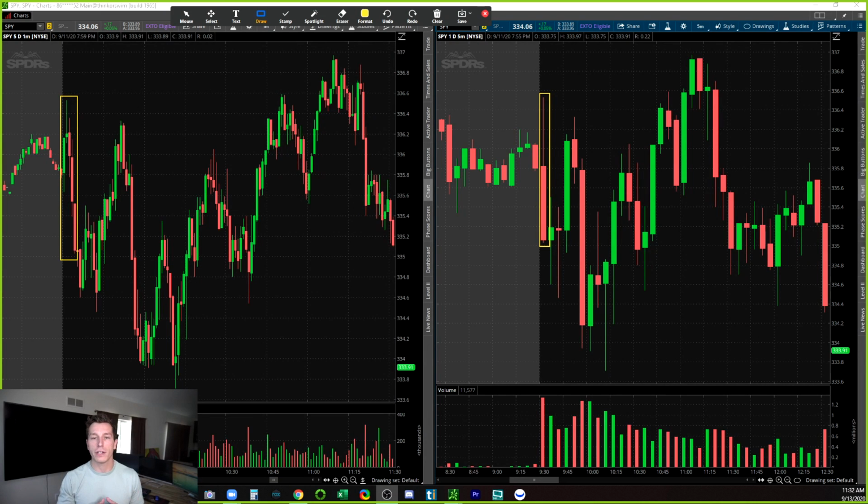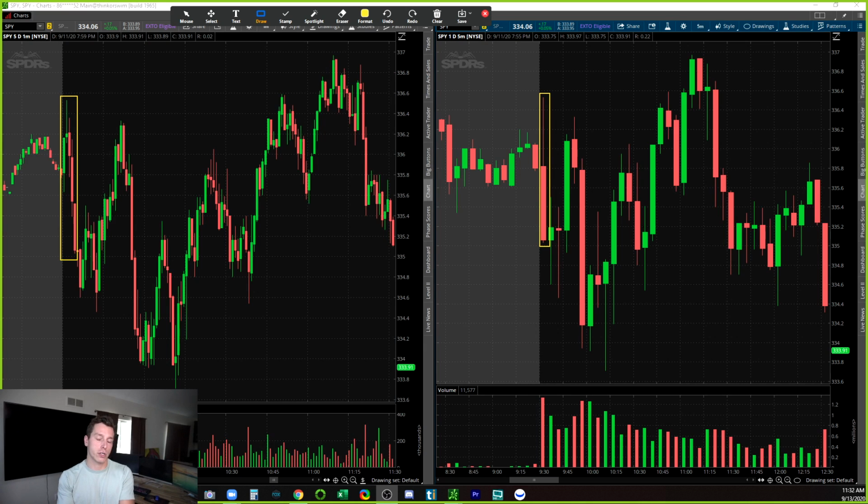On the left, we have a 1 day, 1 minute chart, and on the right, we have a 1 day, 5 minute chart. So you can clearly see the big difference between the two. And all it really is, is the way that the stock charts are presented to you based on the time frame at which you have inputted, okay?